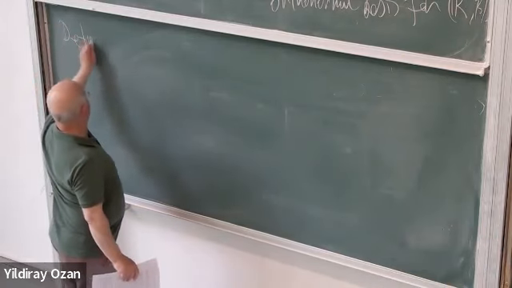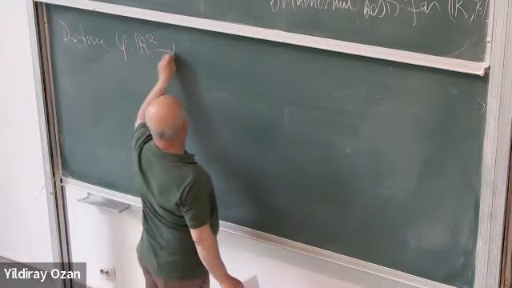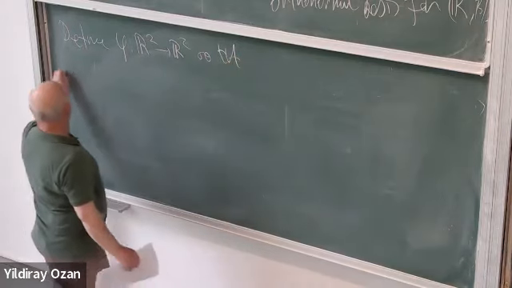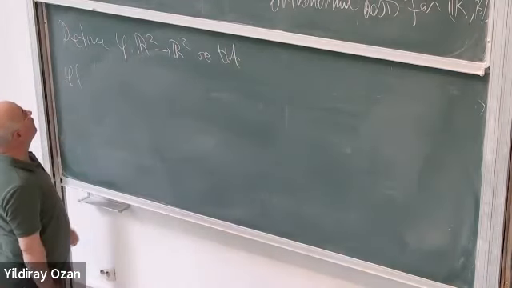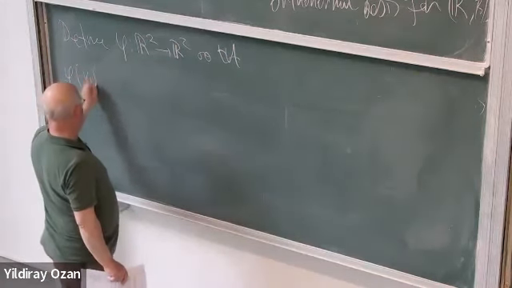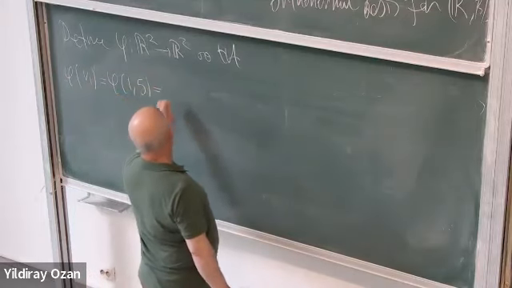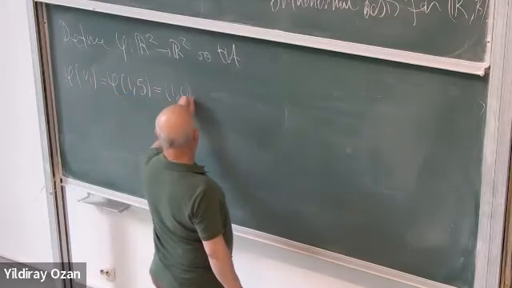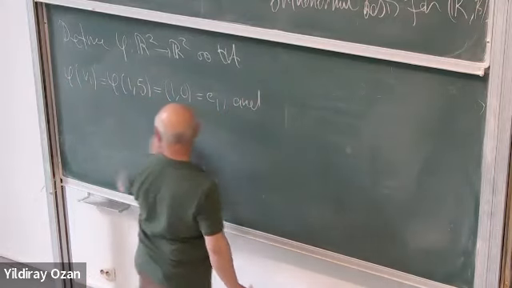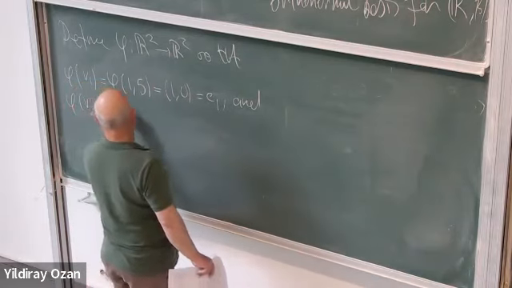Define phi from R2 to R2 so that phi of v1, which is (1, 5), is (1, 0), which is e1, and phi of v2, which is (2, 7), is e2.